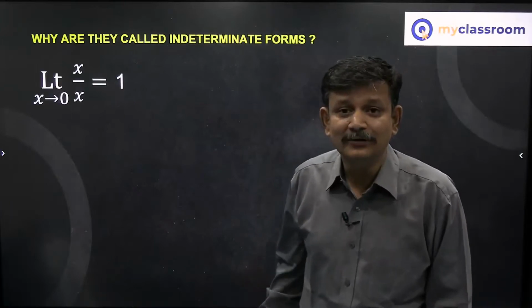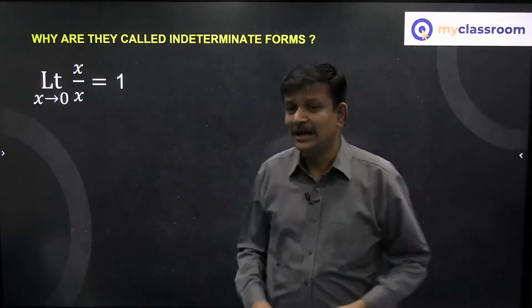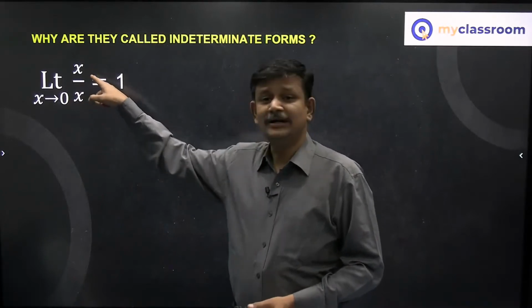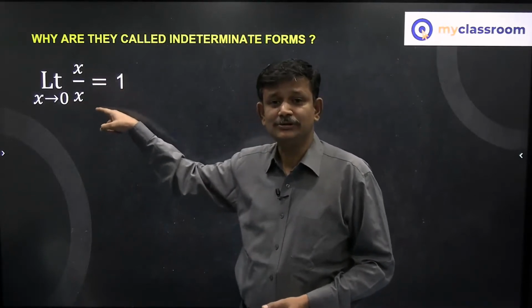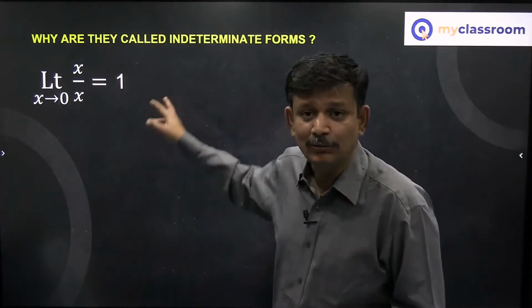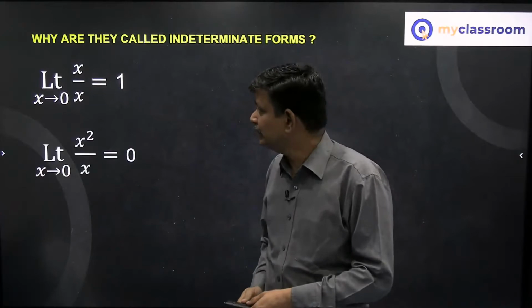Why are they called indeterminate forms? Look at small examples. Limit x tending to 0, x by x. Numerator is approaching 0, denominator is approaching 0. So this is an indeterminate form 0 by 0. And what is the answer? 1. All of you know it, it is 1.